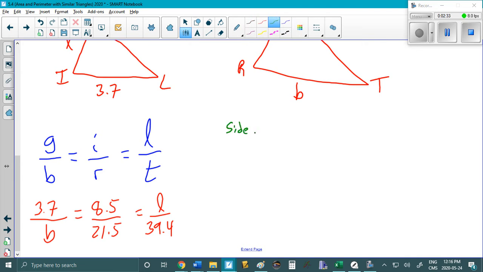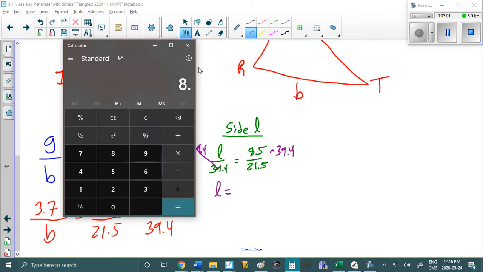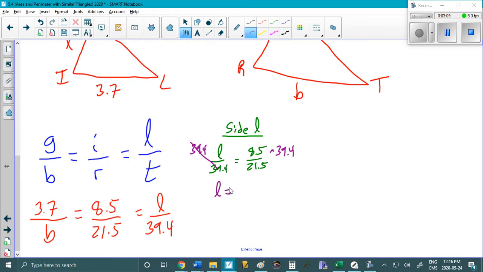Let's solve for side L first because it's on top. So L over 39.4 is 8.5 over 21.5. And if this is brand new to you, you need to go back and watch the other lessons because I'm going to go through this pretty quick. L's being divided, so we multiply. These cancel. But we got to do the same thing on the other side, or else we've broken math. And we go to the calculator and we do 8.5 times 39.4, and then we divide by 21.5 and we get 15.6. So approximately 15.6.